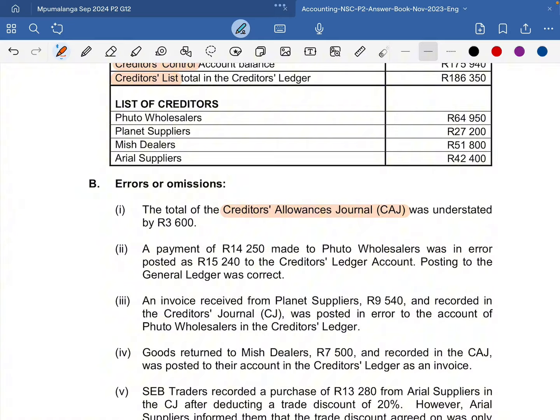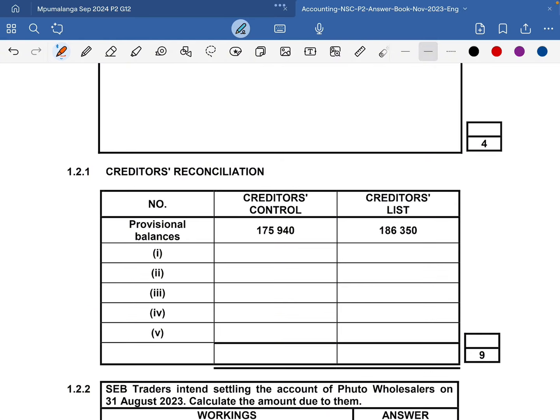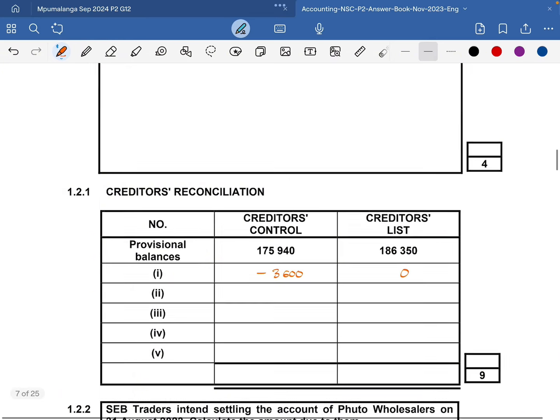So we understated the CAJ by 3.6k, which means that we now owe them less, but we have actually understated that. So we need to decrease what we owe them on our creditors control. Okay, so this is not specifically linked to any creditor, so we're going to have 0 here, and then we're going to minus that 3,600 on our creditors control.